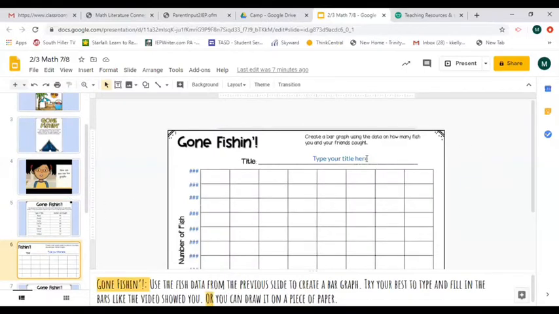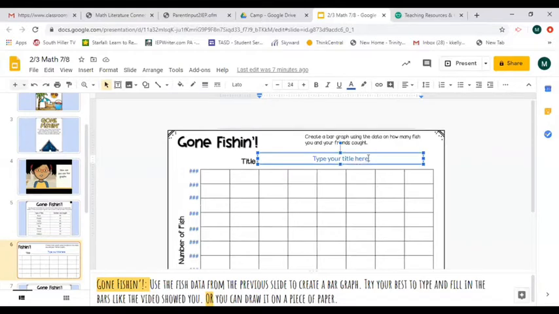So first we need to think of a title for it. So you can think of a title on your own. I'm probably going to name mine Fish We Caught with Friends. So your title should always be relevant to what your data is about. So you don't want to name it dinosaurs whenever we're talking about the number of fish we caught today.